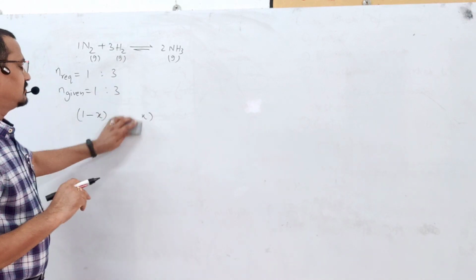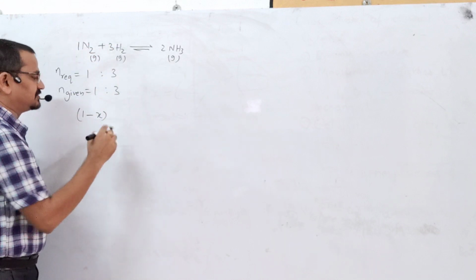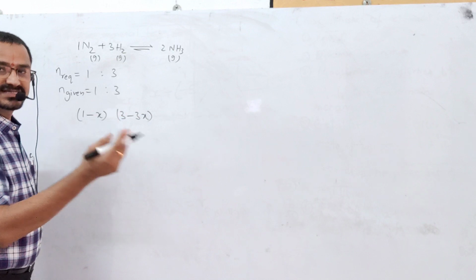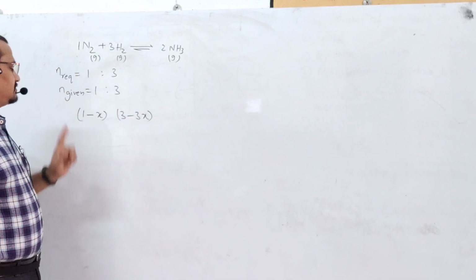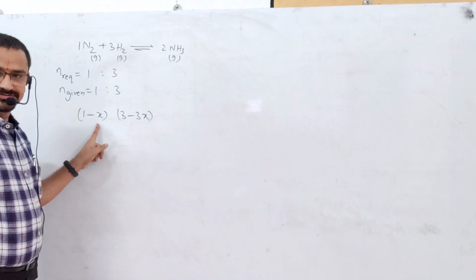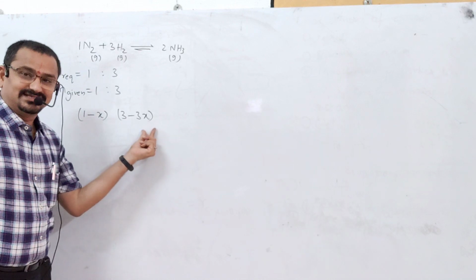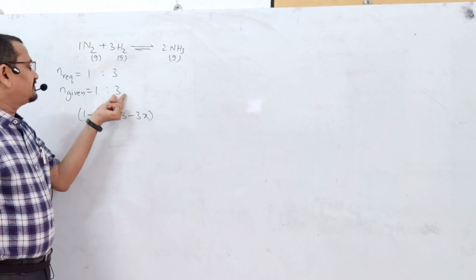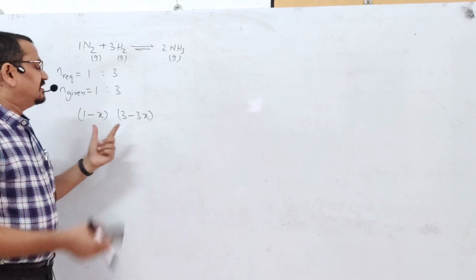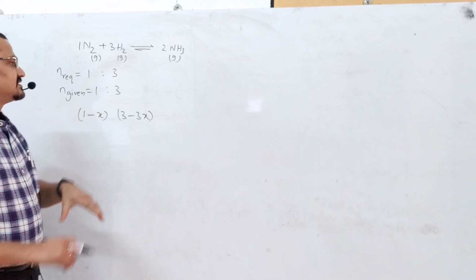Otherwise, if you are getting confused with this, as 1 mole of nitrogen needs 3 moles of hydrogen, out of 3 moles, 3x will be contributed for bonding. I am repeating: from nitrogen, how many moles are contributing for the formation of ammonia? x moles. As 1 mole needs 3 moles, x mole needs 3x moles. That's why out of the 3 moles given in the question, 3x moles will be contributed, and 3 minus 3x will be left unreacted. So this is how we can solve.